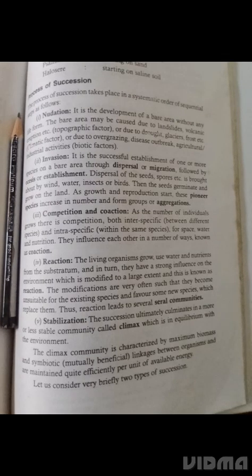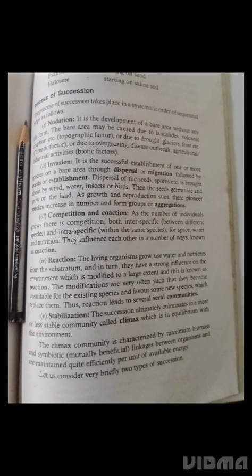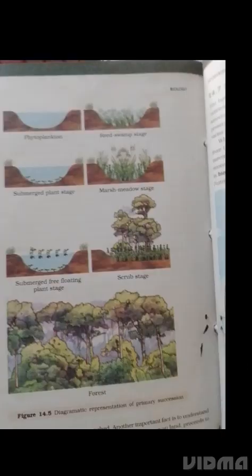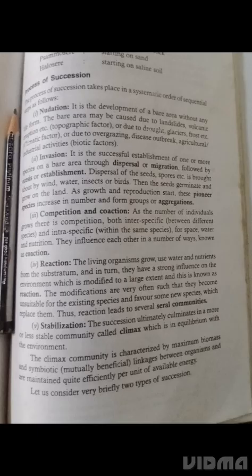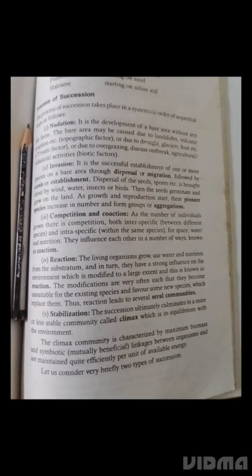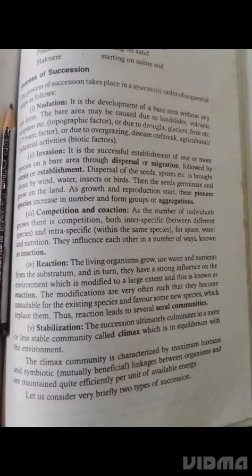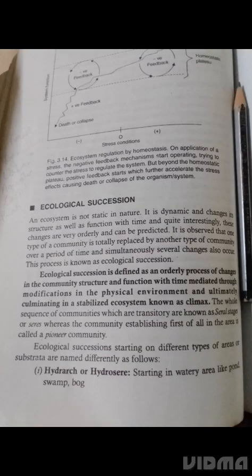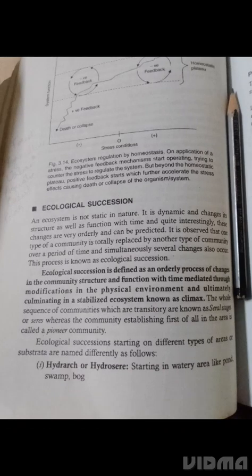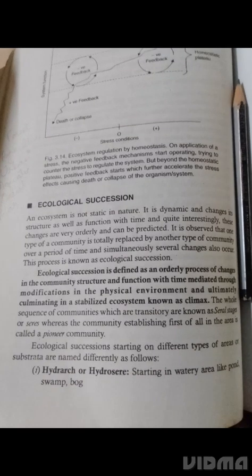Nudation means the bare land without any life forms. We can say this happens, for example, due to drought or glacier. Next is the invasion, when foreign organisms, for example microorganisms or seeds, travel to that bare land. The organisms then establish their community in that bare land, and after that the competition or coaction stage takes place.